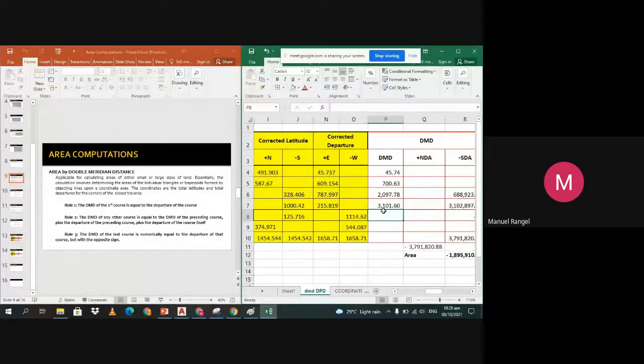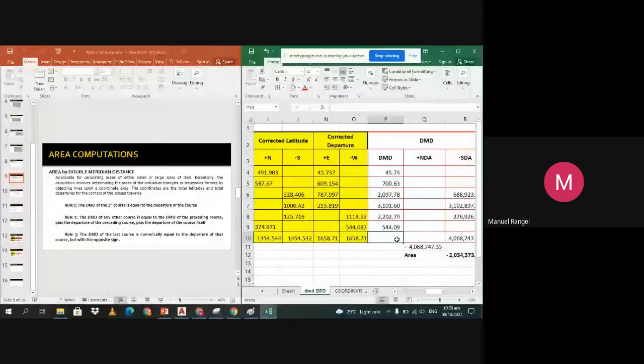Then the next is equal to DMD plus the departure of the preceding course. So the next is in the west, so minus. Okay. Next is the DMD of the preceding course, minus, since it is in the west, minus the departure of the preceding course, minus the departure of the course itself. Since it is in the west, so negative. So that is equal to 544.09.